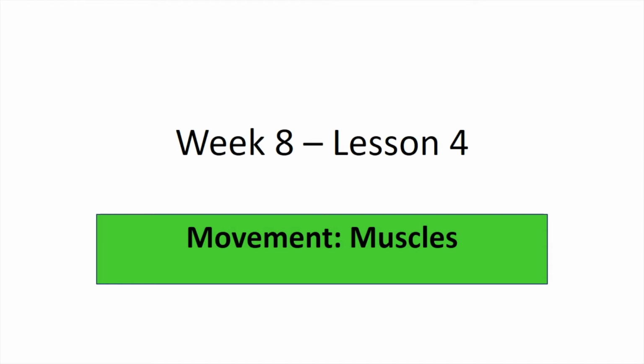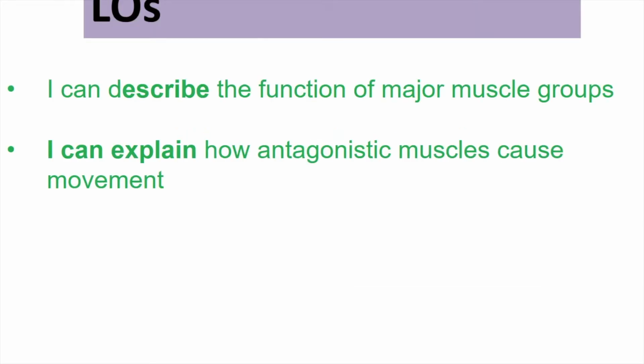This lesson we're going to look at muscles and movement. Last lesson it was movement and joints, and in this one it's movement and muscles. The learning outcomes are you should be able to describe the function of major muscle groups and explain how antagonistic muscles cause movement.